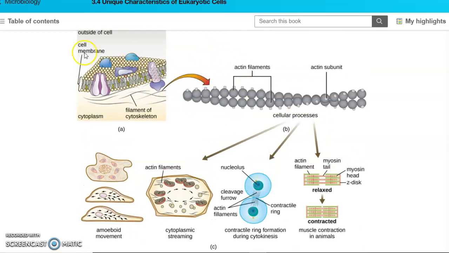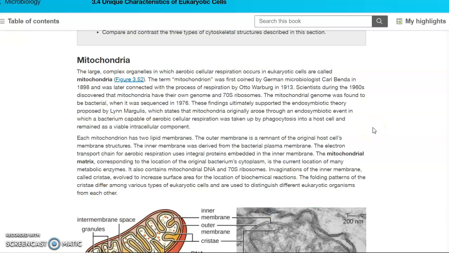Now, remember that our cell membrane is a phospholipid bilayer, and what we're going to see is that some of these filaments that make up our cytoskeleton can be attached to the cell membrane, which allows some flexibility in the cell membrane and the cell itself. Another organelle that we see in eukaryotic cells is the mitochondria.